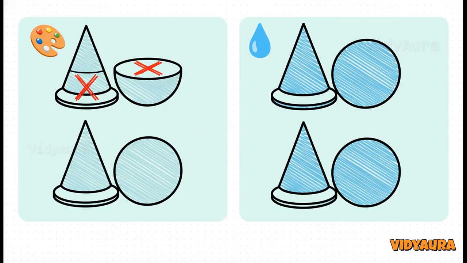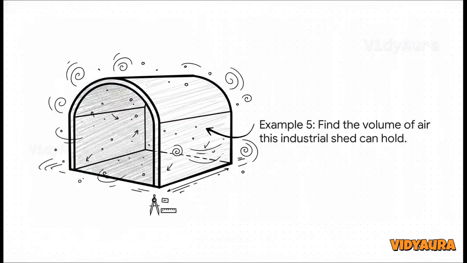Volume is just about how much space is inside something. If you stick two containers together, the total space inside is just the sum of the two spaces, right? Nothing gets lost. So the logic is super simple. You just add the volumes of the individual shapes. That's it. Let's see just how easy this is with an example.